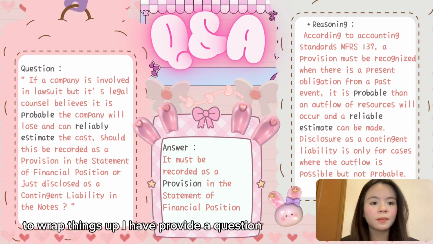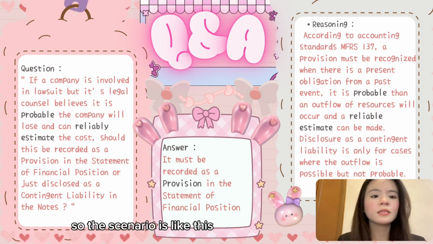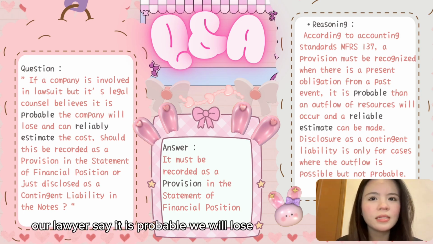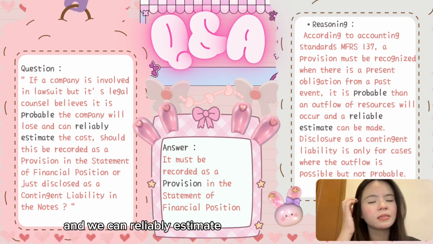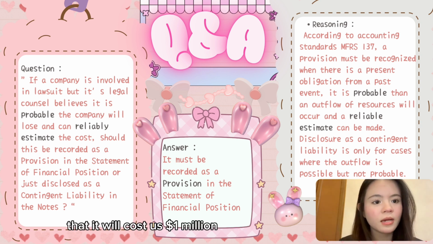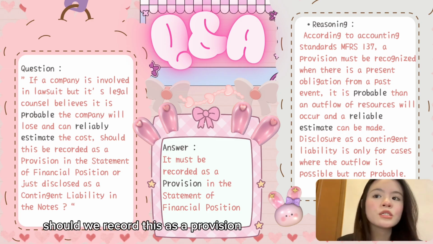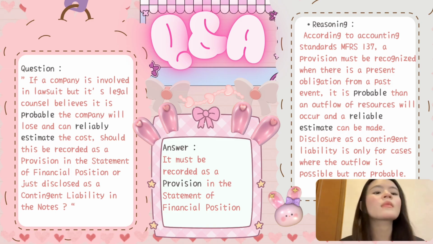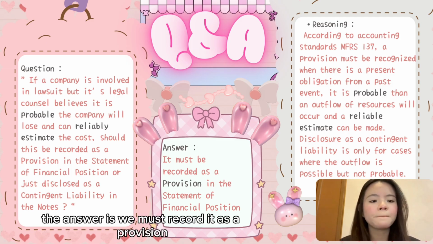To wrap things up, I provide a question. So the scenario is like this. Imagine our company is facing a lawsuit. Our lawyers say it is probable we will lose, and we can reliably estimate that it will cost us $1 million. Should we record this as a provision on the balance sheet or just mention it as a contingent liability in the notes? The answer is we must record it as a provision.